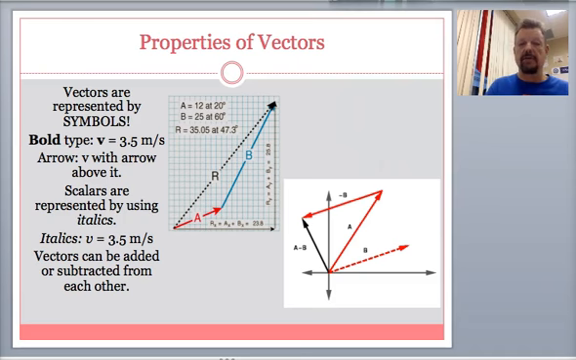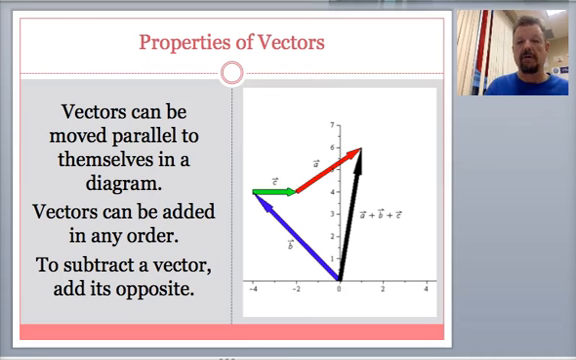Vectors are represented by symbols. If the type is bold, as it is in the first instance here, or it has an arrow above it, it is considered a vector. Scalars are often represented by using italics. So the v in 3.5 meters per second is a scalar below, and the bold V, or the V with an arrow over it, is a vector quantity.